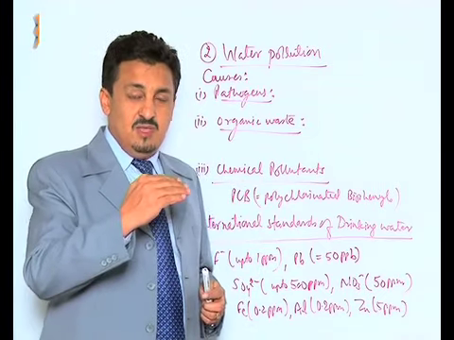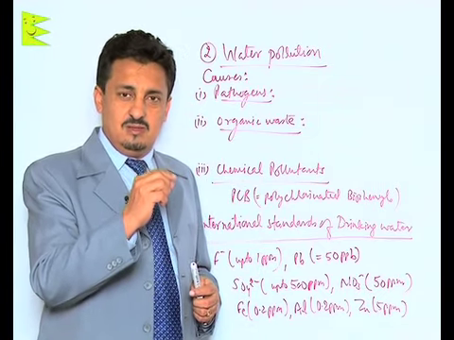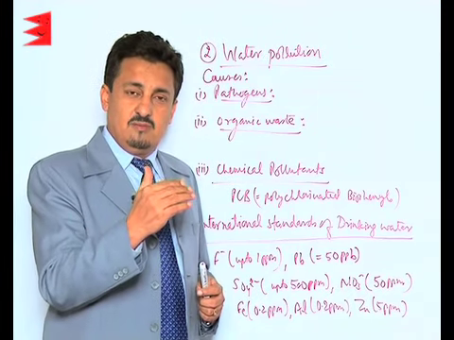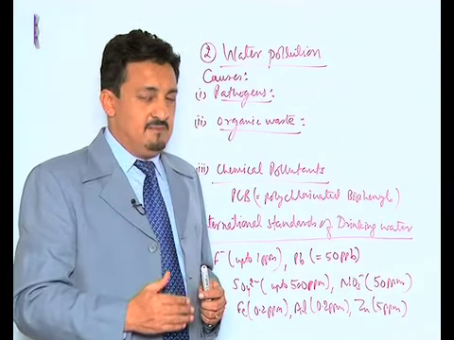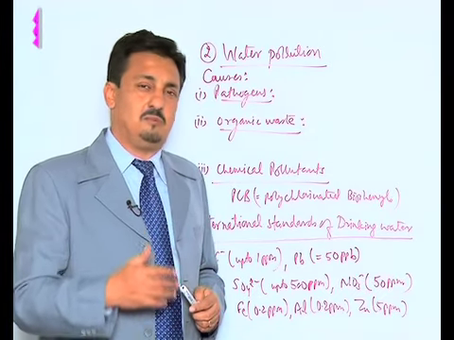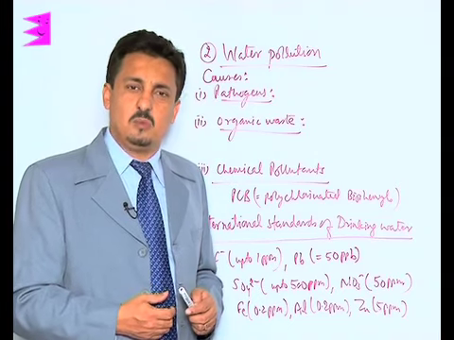We need to know this. Whenever the dissolved oxygen, which we say DO, goes below 10 ppm, it becomes very, very difficult for aquatic life, and below 6 ppm, it becomes almost impossible for aquatic life to survive.